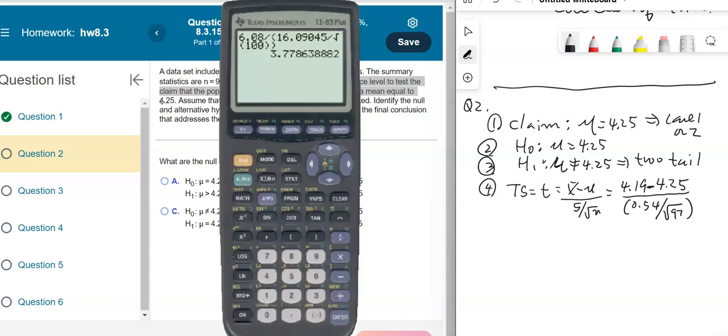Okay, stick it in the calculator. So 4.19 minus 4.25, divide by, I'm going to put parentheses, 0.54 divided by square root of 97. Parentheses, and I need one more for that. And so this is negative 1.0943.